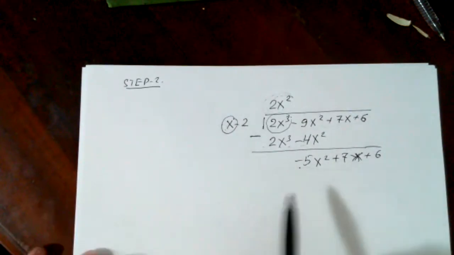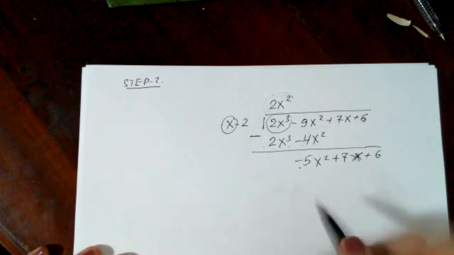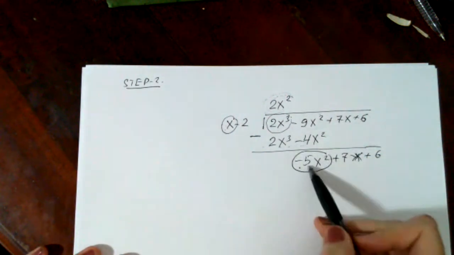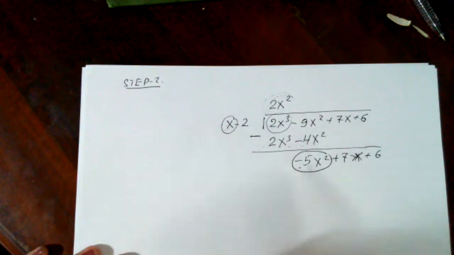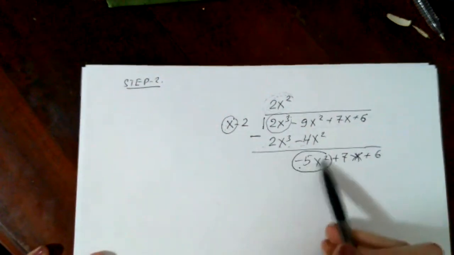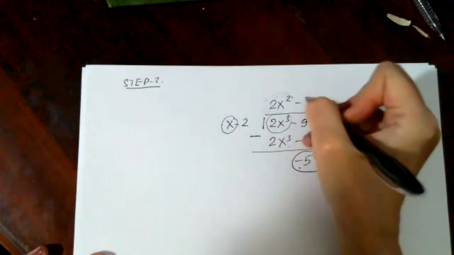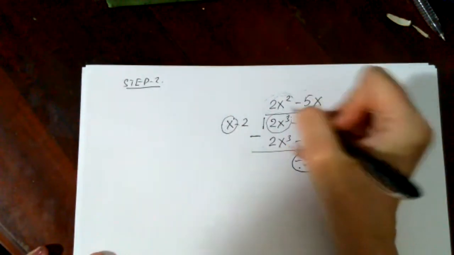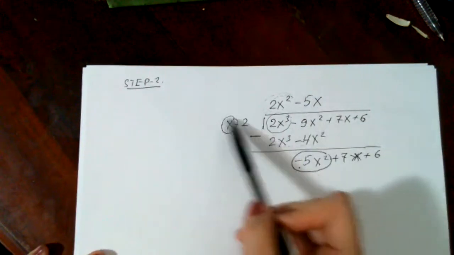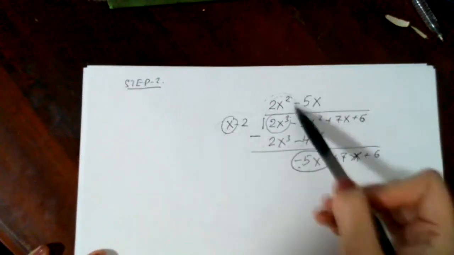Okay, after that, the whole process begins all over again. Again, you take this term with the highest power, and divide it by x again. So what is it going to be? Minus 5x squared divided by x will be minus 5x, and you write it here like the second term, the next term. And again, you need to multiply x minus 2 by this guy.